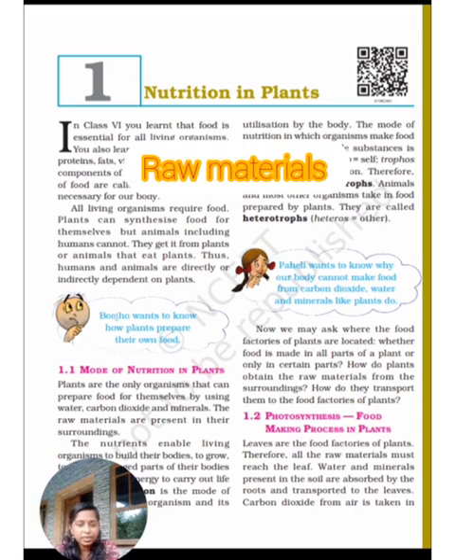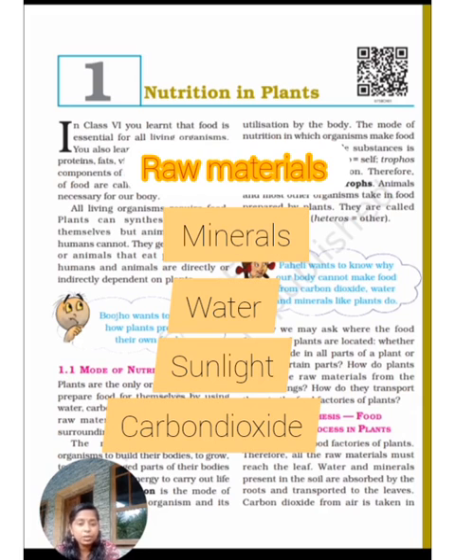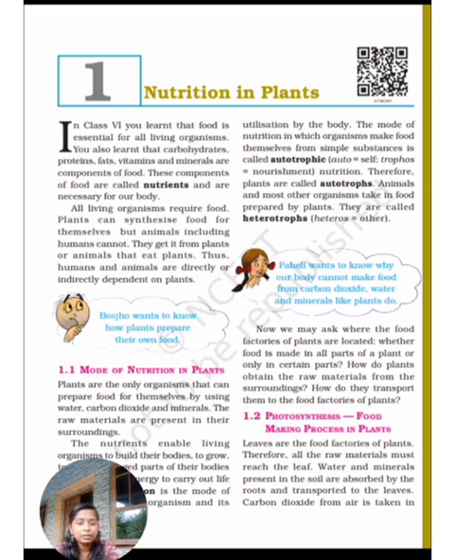It needs some raw materials to prepare the food. So each and every raw material has to reach the leaf to prepare the food. What are the raw materials? Water, minerals, sunlight, and carbon dioxide. These are all the raw materials the plants use to prepare their own food. Right? And how do they get all these things? With the help of stomata.